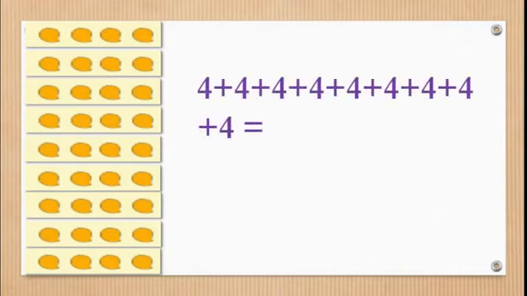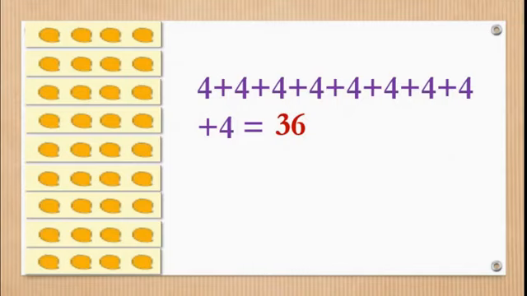Means we will add 4, 9 times. Isn't it? See this. 9 times we added 4. So we get the answer 36. So there are 36 mangoes all together.